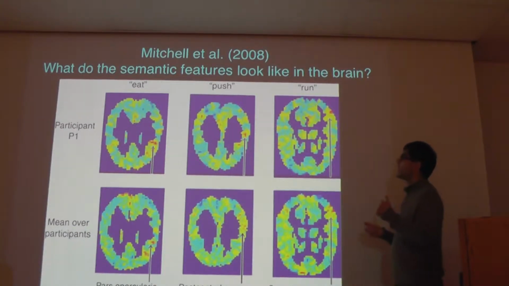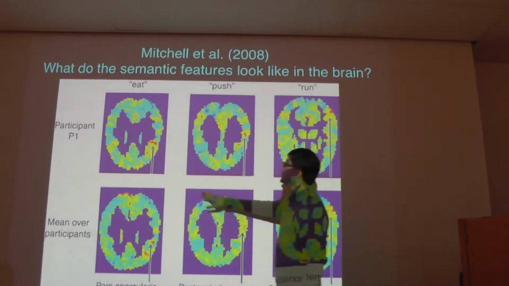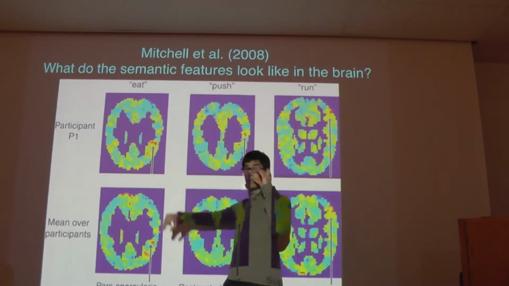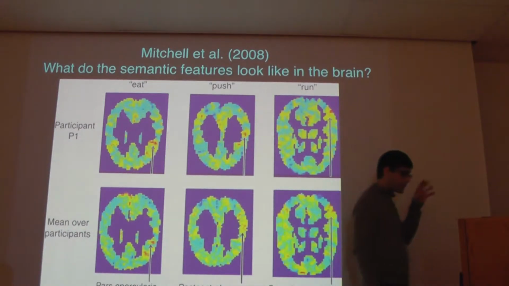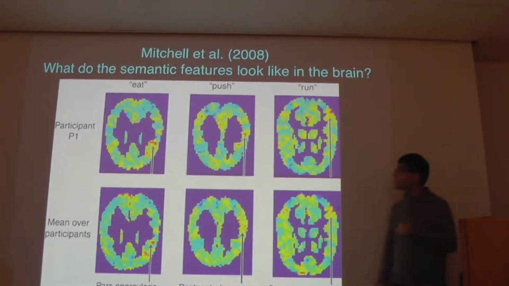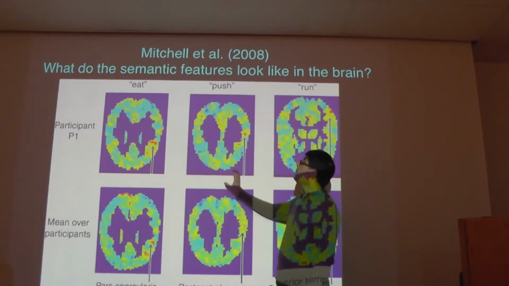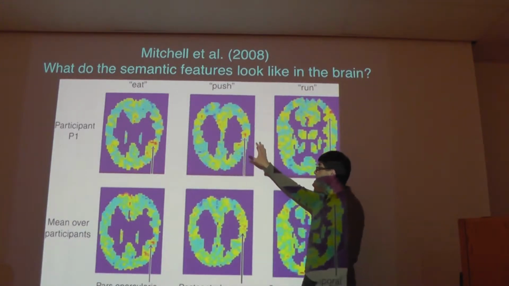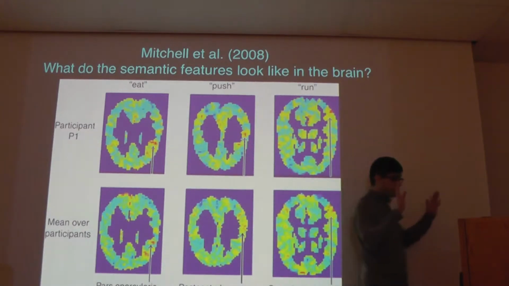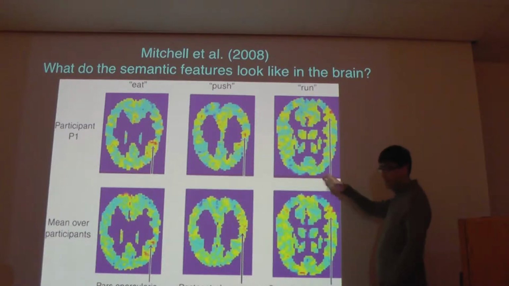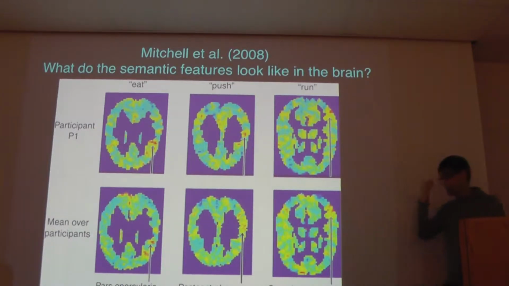Now, not only that, there's activation everywhere. So this actually turns out to be part of the motor strip involved in representing tongue and lips. If you look at push, you're literally activating, amongst many other things that get activated, the part of your brain that represents your hands. And run, you actually get some activation related to legs and feet.